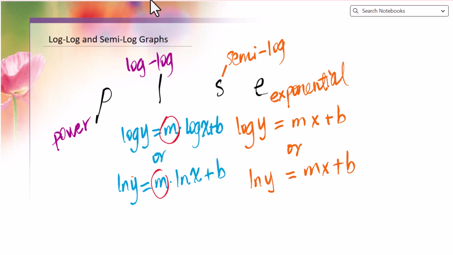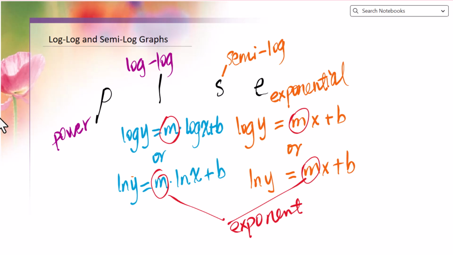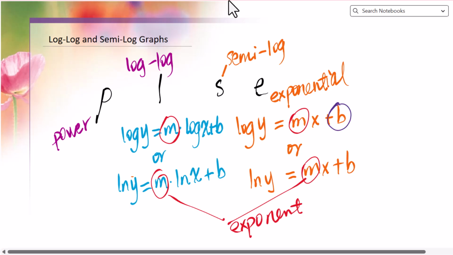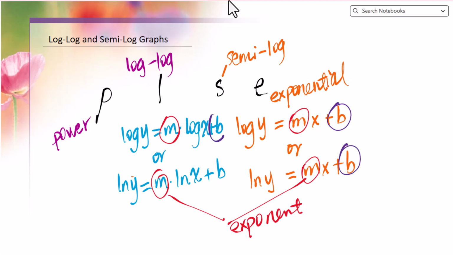The slope m is an exponent in exponential function model or power function model. The y-intercept b will become either 10 to the power of b or e to the power of b. It will be the coefficient in exponential function model or power function model.